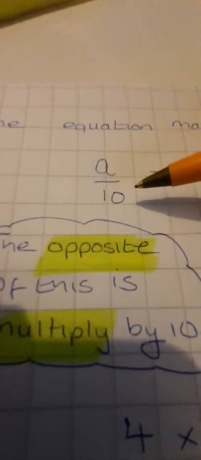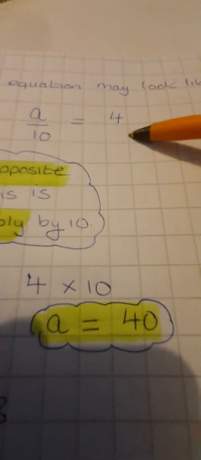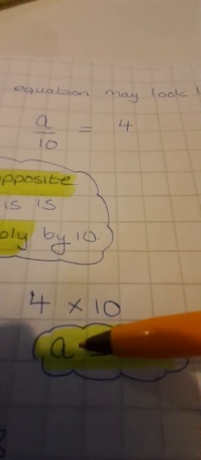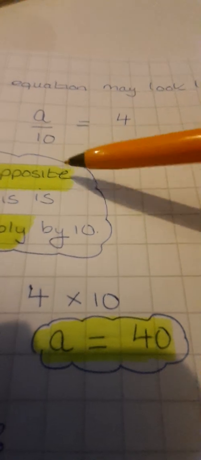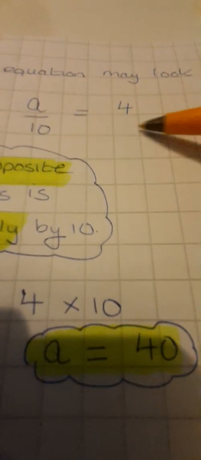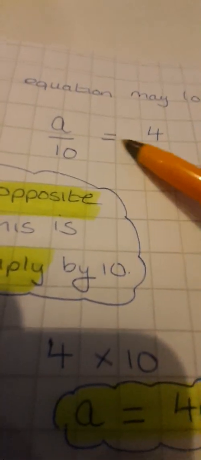So remember, when you're solving an equation, you think of the opposite function. The opposite of this is multiply by 10. Always think of what the opposite is. So our working out this time is 4 multiplied by 10. So the missing letter A is 40. 4 times 10. You could replace that letter there with the number 40 and you would get the answer 4. Okay? So we're going to practice these kind of questions a little bit.